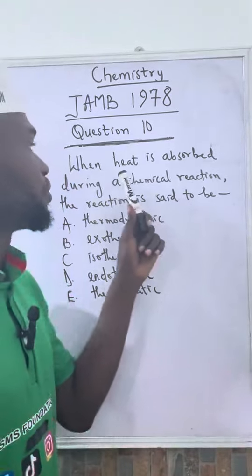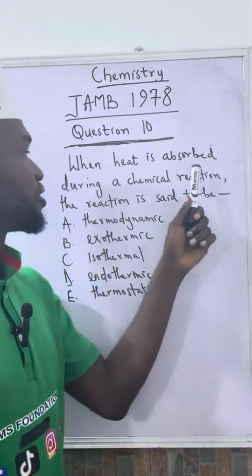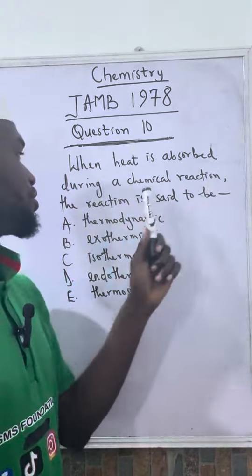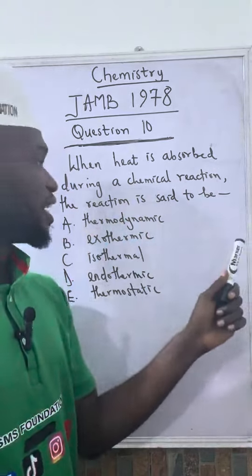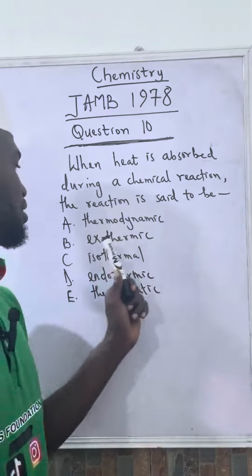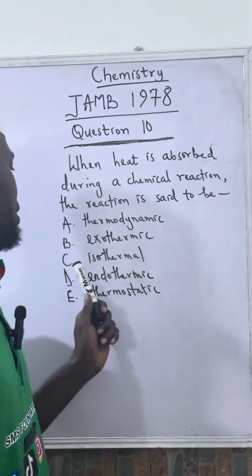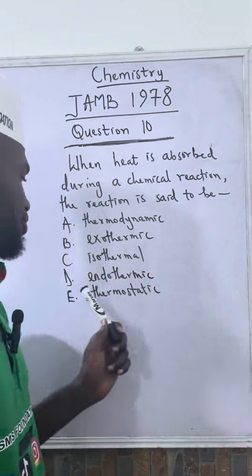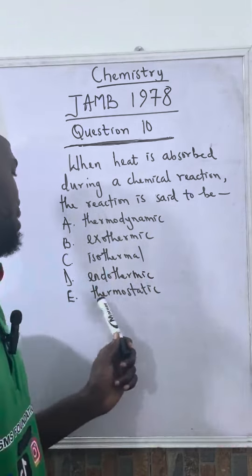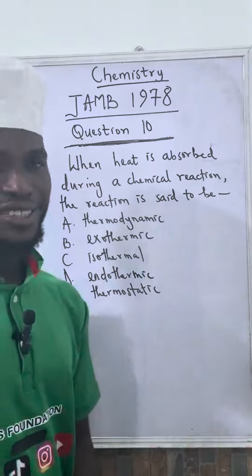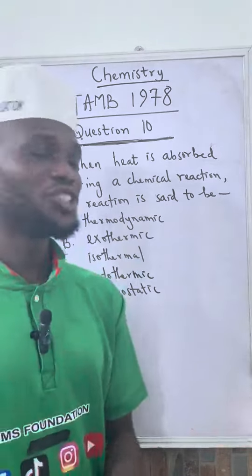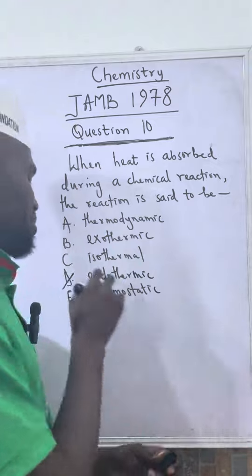Consider this chemistry question. When heat is absorbed during a chemical reaction, the reaction is said to be dash. A. Thermodynamic, B. Exothermic, C. Isothermal, D. Endothermic, and E. Thermostatic. So the correct answer to this is endothermic.